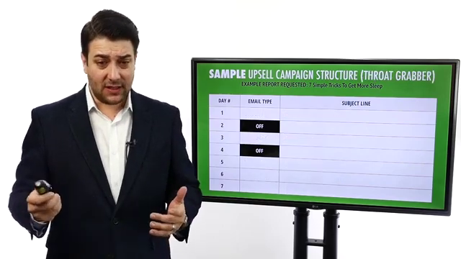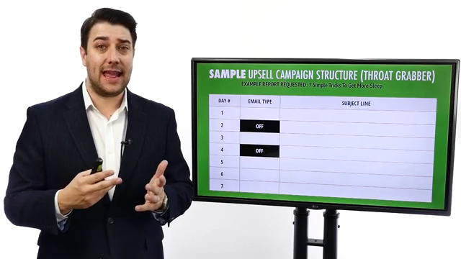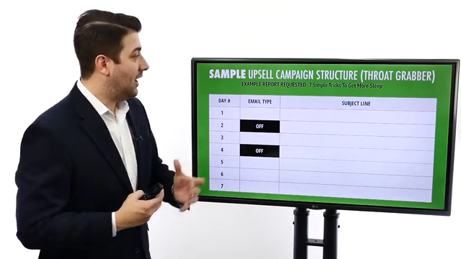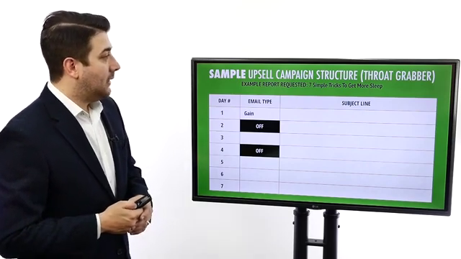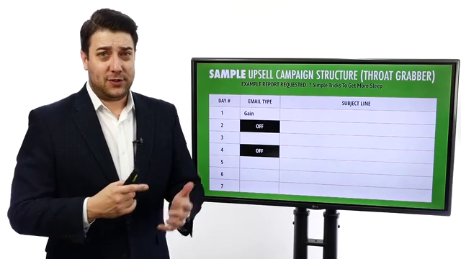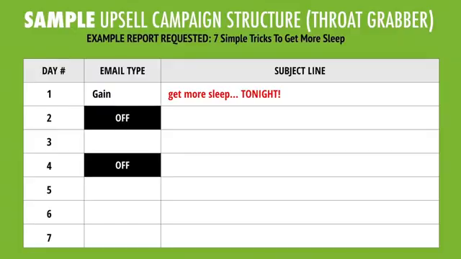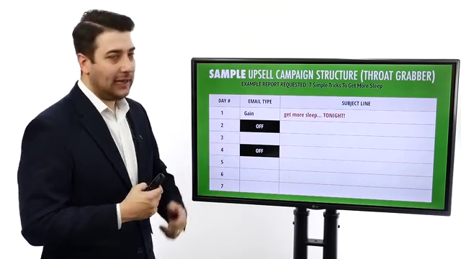Now, let's talk about if you're going to be more aggressive or if you have a deadline. Right? If you have a deadline or some urgency that you're dealing with in your initial upsell campaign, it may look a little something like this. And we call this the throat grabber. So it's going to be more gain, logic, fear-based. So the first email would be gain, get more sleep tonight. Right? And that's going to be strictly promotional and have a call to action in it. So it's going to be a gain email.